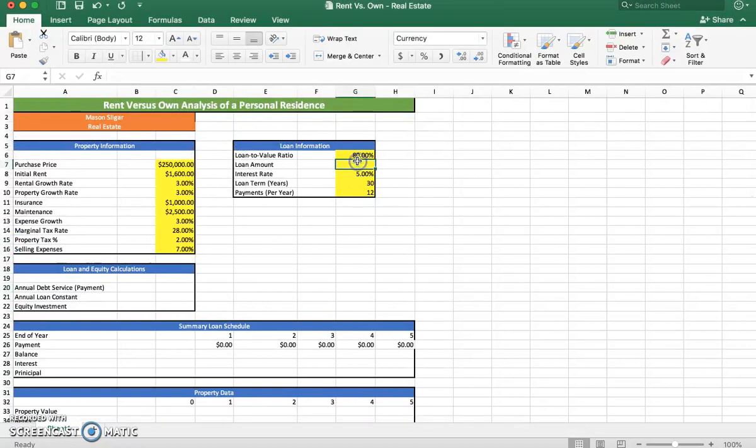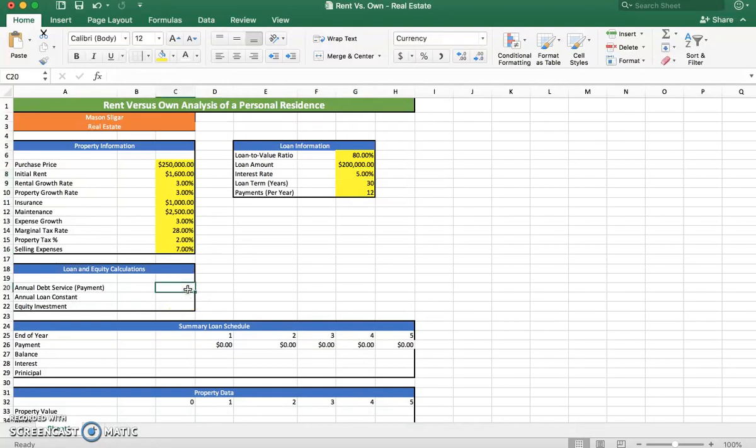As you might notice, there is one missing, however, so we're going to go ahead and fix that up. The loan amount is going to be equal to the purchase price times the loan to value ratio. So let's go ahead and do that. Times the loan to value ratio, and we should get $200,000. Alright, so now we have all of our project assumptions. We're going to go ahead and get started with the rest of it.